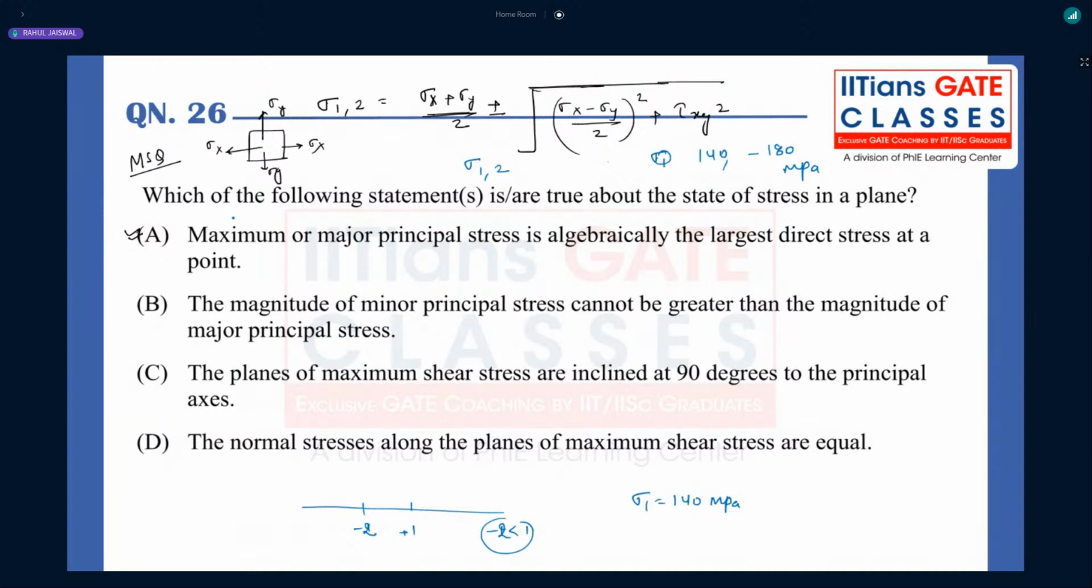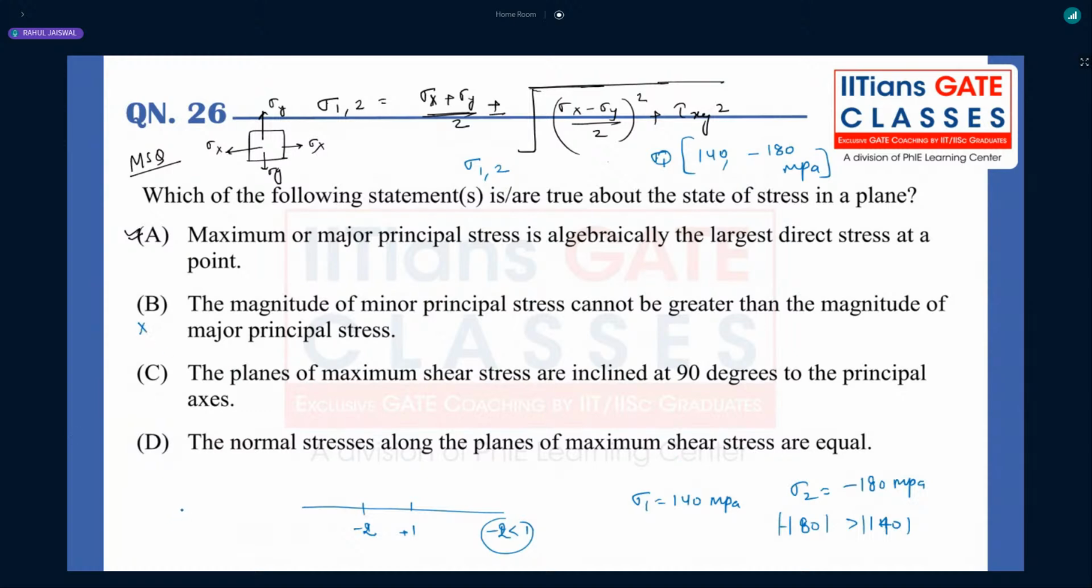Second statement: the magnitude of the minor principal stress cannot be greater than the magnitude of the major principal stress. You can see here I have given one example where we are getting minus 180, that is the minor or minimum principal stress. The most negative value will be the smaller principal stress. If you see the magnitude, minus 180 is greater than 140. So it can be greater, and this statement is not correct.